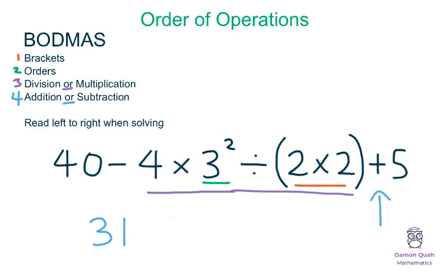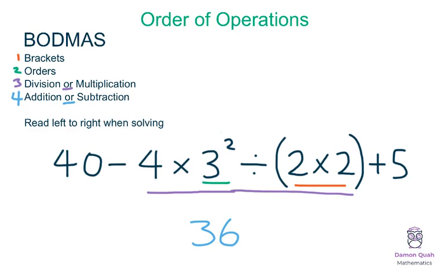I still have my plus 5 over here. That's my final operation because it's furthest to the right and it's an addition or subtraction, in this case being an addition. I add that 5 on as my final step. 31 plus 5 is 36.